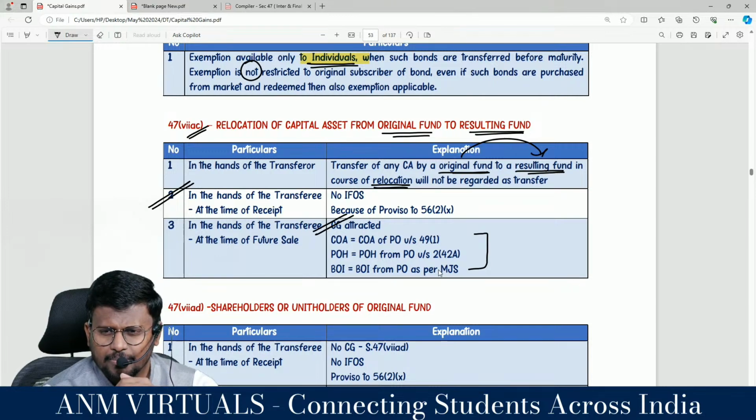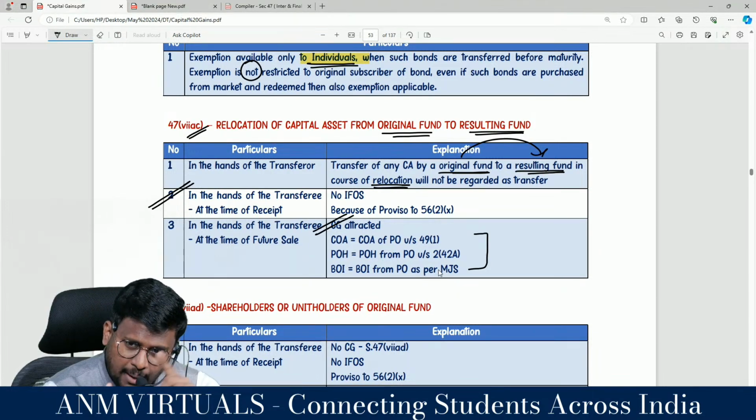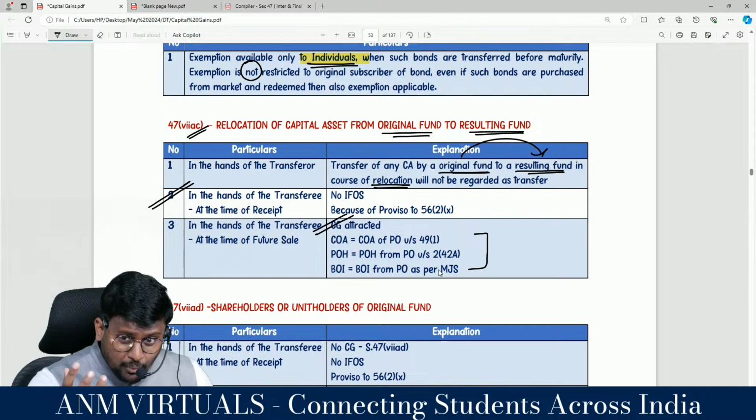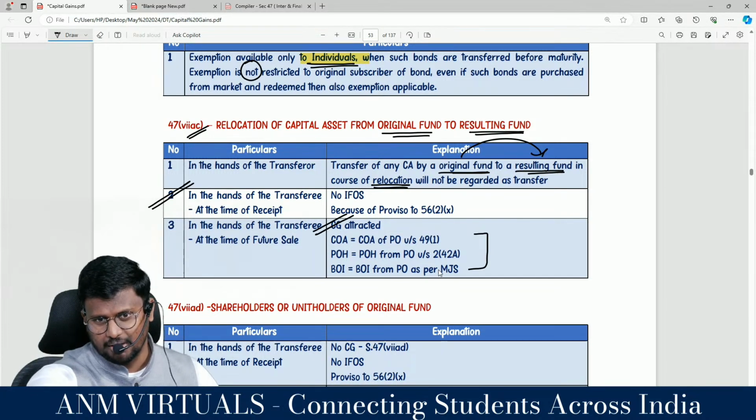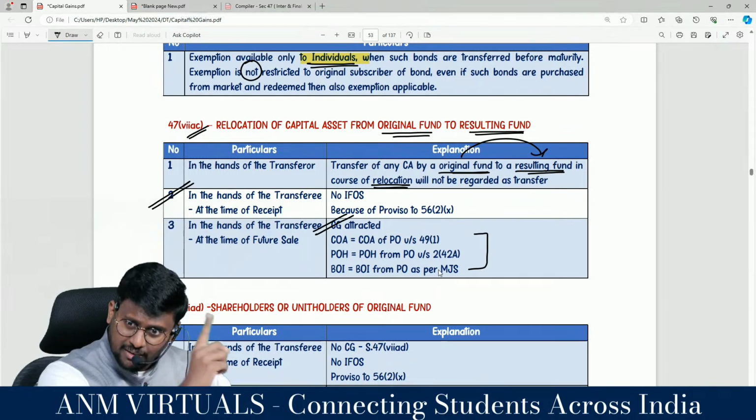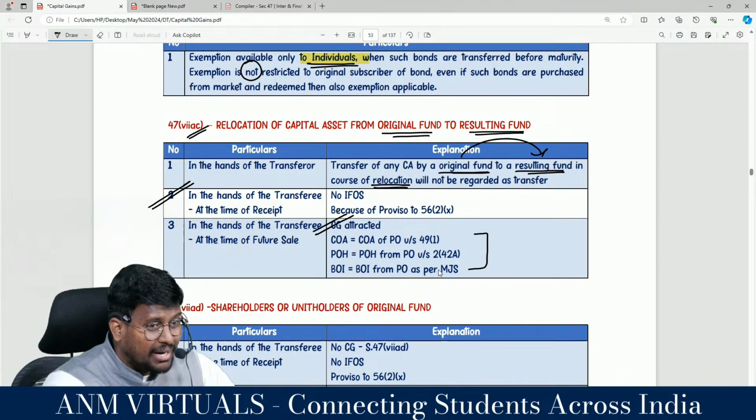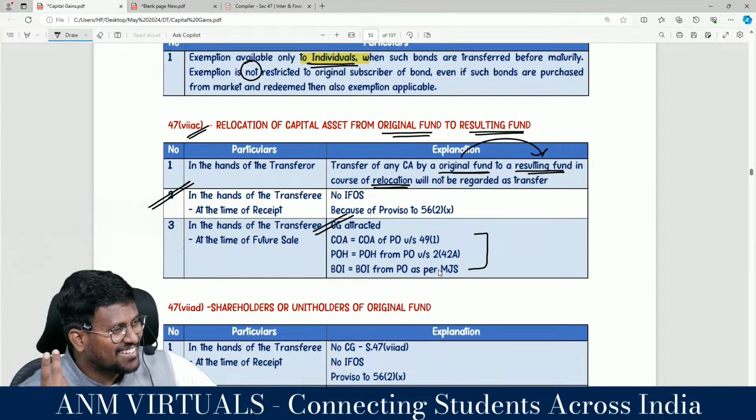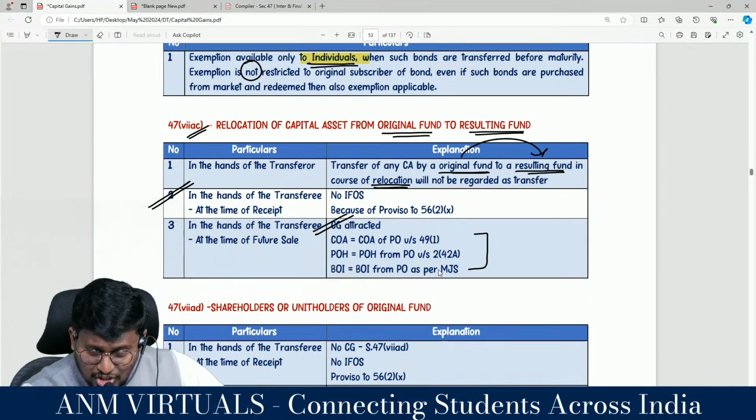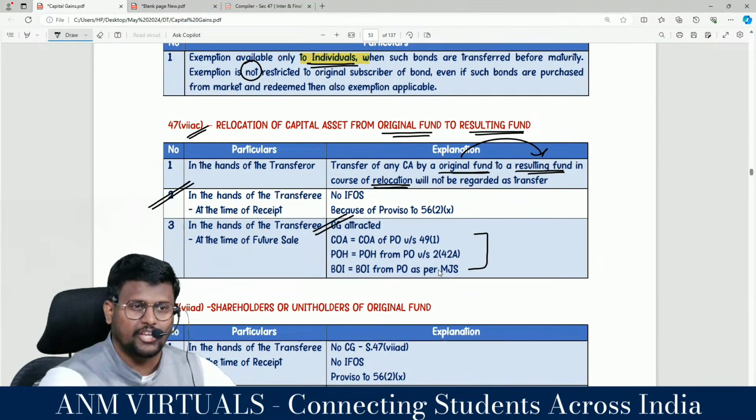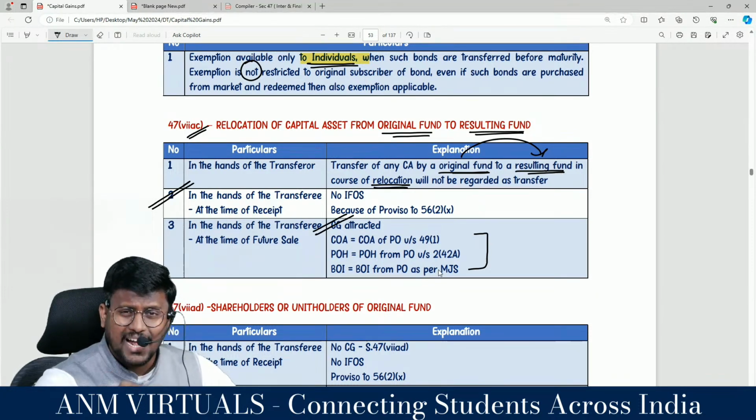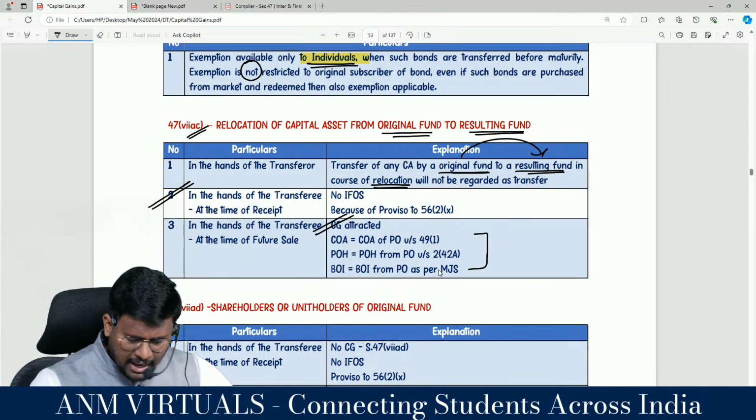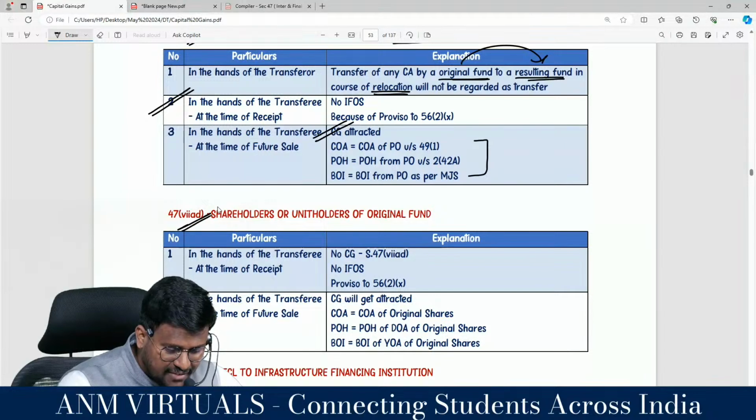Whatever fund was there has become another fund. So there will be shareholders of the original fund. They would have invested in the original fund. Now it has gone across the sea. Yes sir. So they have to get the shares of the resulting fund. Actually it is an exchange. Actually it is a transfer under section 2 subsection 47. But it will not be regarded as transfer as per section 47 clause 7AD.